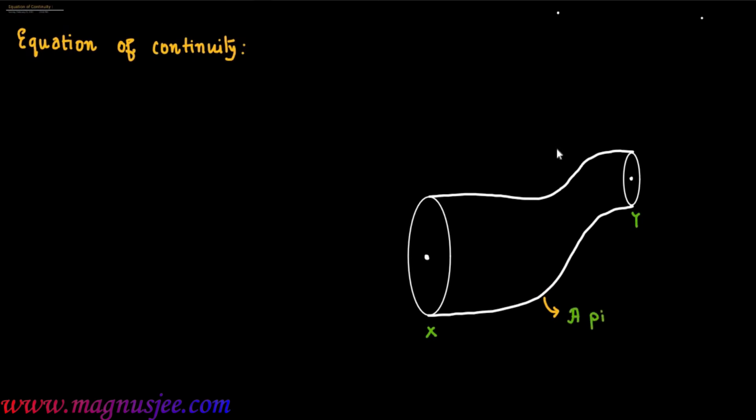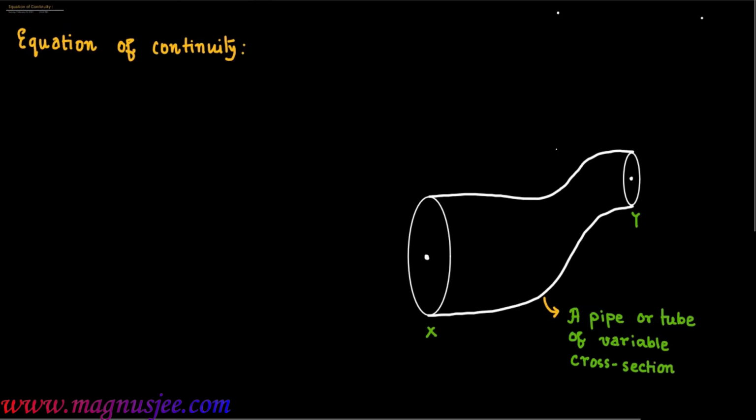So this is a pipe or tube of variable cross section. A pipe or tube of variable cross section. The end X has the area of cross section A1 and the other end Y has the area of cross section A2.